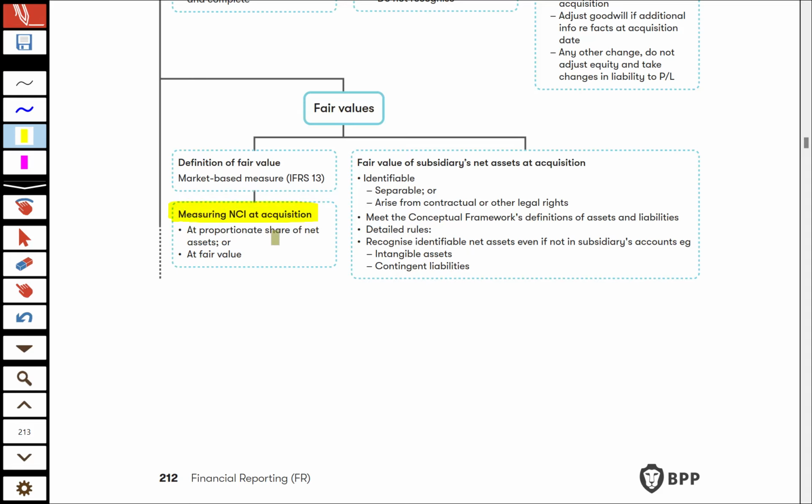Measuring non-controlling interests at acquisition. If we are using the proportionate method, then we know that there is no goodwill for the non-controlling interest under the proportionate method. That's because we are assuming that we don't know what the non-controlling interest paid, and therefore we're just assuming that it's going to be their share of the fair value of those assets.